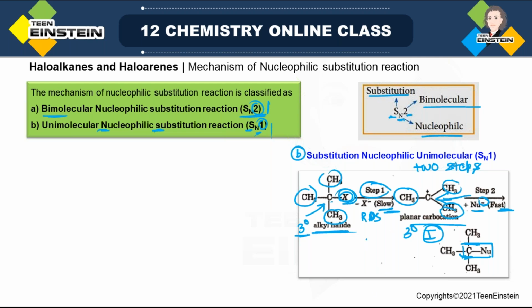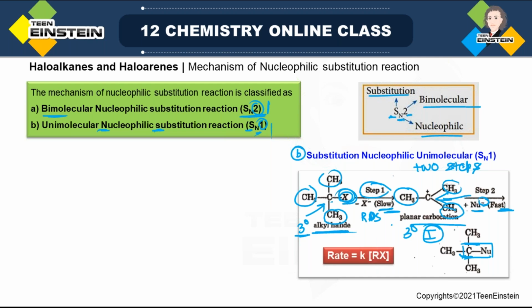So that is why in the slow step, here only one molecule is involved. Which molecule? It is alkyl halide. Nothing else is mentioned in step 1. So as only one molecule is involved in the rate determining step or slow step, that is the first step. Slow means FIRST, not FAST. So that is why it is called unimolecular.